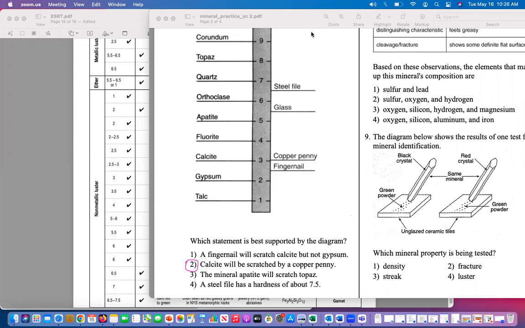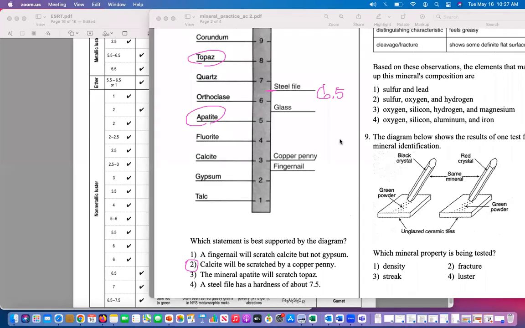Because now take a look. Look, the mineral apatite will scratch topaz. That's not true. Because topaz is higher than apatite. So apatite's not gonna scratch topaz. And it says choice 4, a steel file has a hardness of about 7.5. When I look at steel file, it's between 6 and 7. So it has a hardness of 6.5, not 7.5. So the true answer is choice 2.